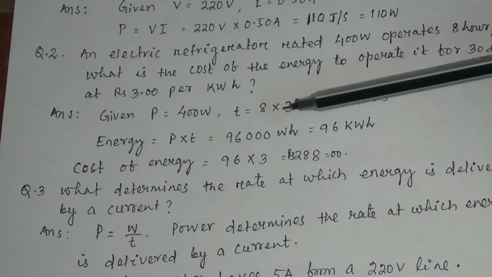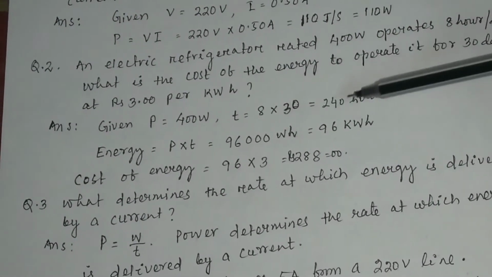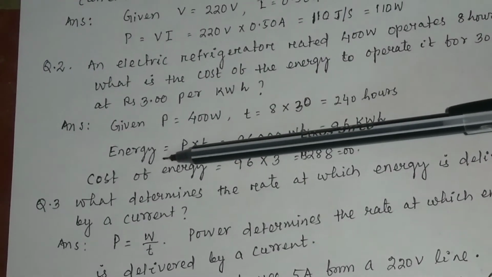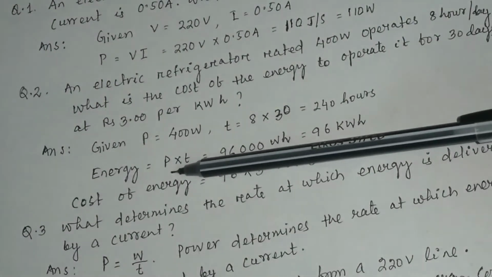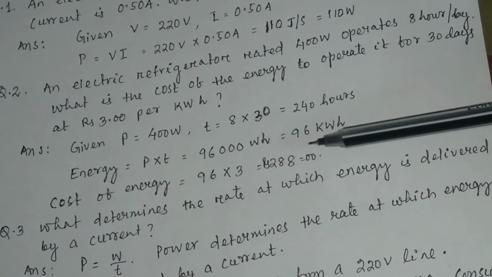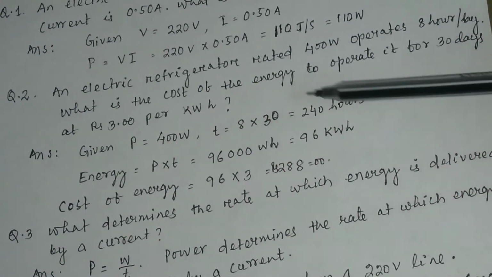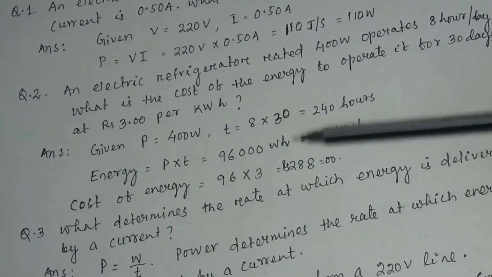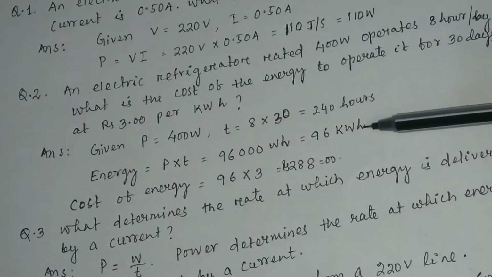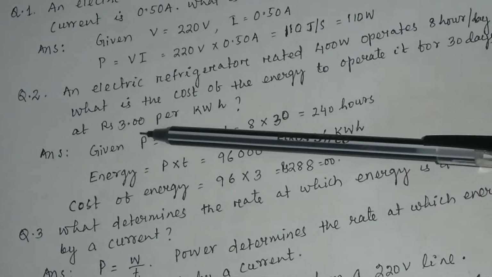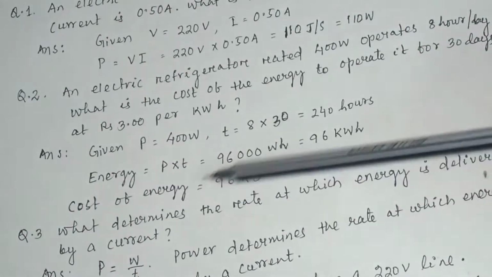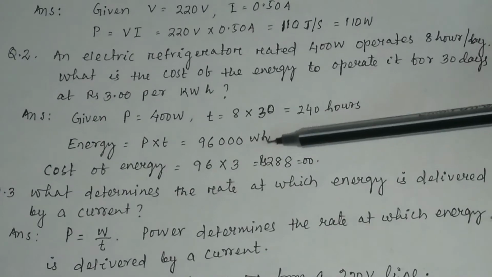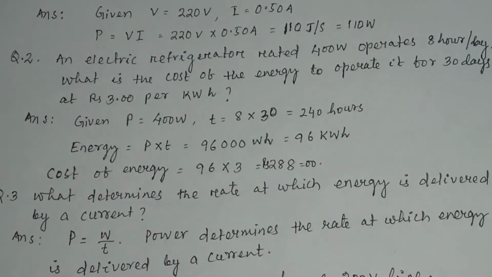For 30 days, the time will be 30 into 8, 240 hours. So what will be the energy? Energy is the product of power and time. If you multiply power and time, 400 into 240, it will be 96000 watt hour or 96 kilowatt hour. So per kilowatt hour the price is 3 rupees. So cost of energy will be equal to 96 into 3, 288 rupees.